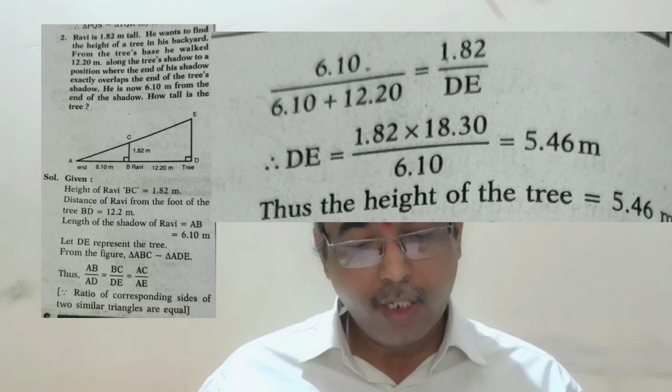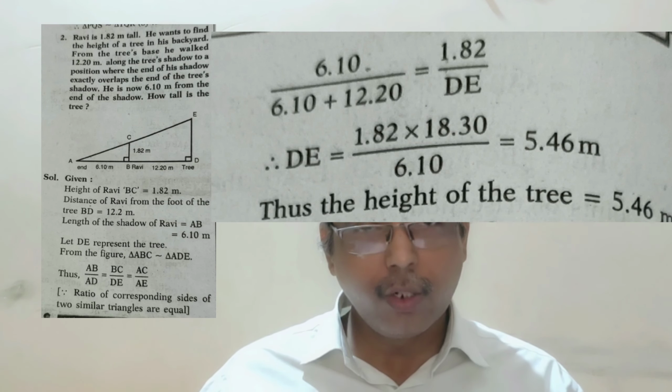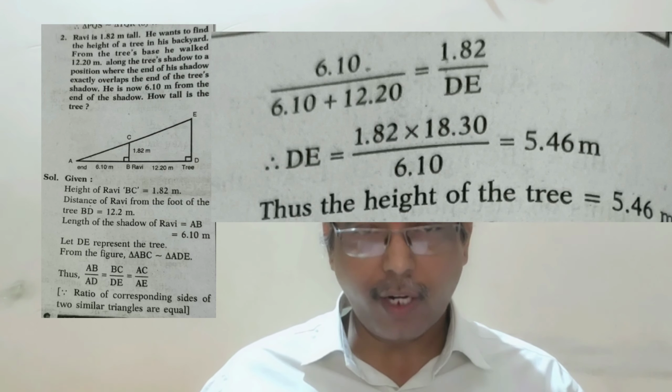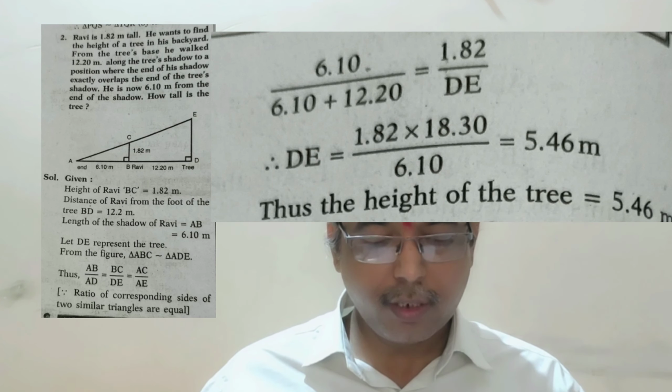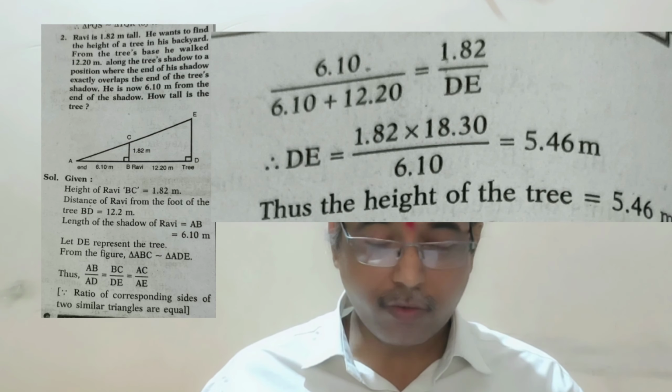Next, Ravi is 1.82 meters tall. He wants to find the height of a tree in his backyard. From the tree's base, he walked 12.20 meters along the tree's shadow to a position where the end of his shadow exactly overlaps the end of the tree's shadow. He is now 6.10 meters from the end of the shadow. How tall is the tree? So while doing these type of sums, you can apply the similar triangles properties. Based on these also they will ask the questions.